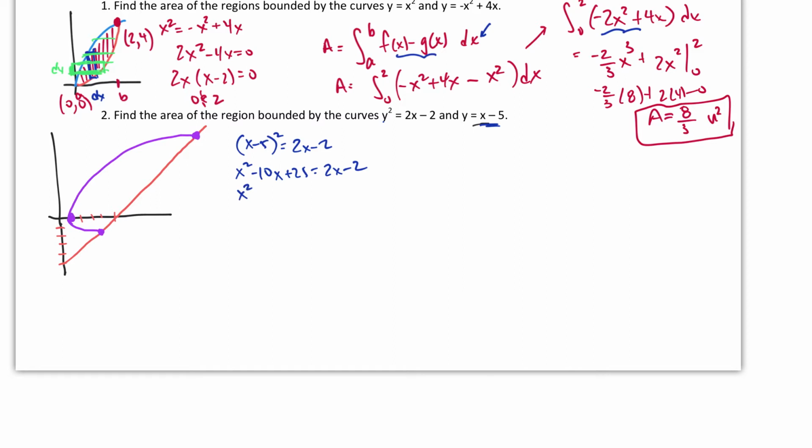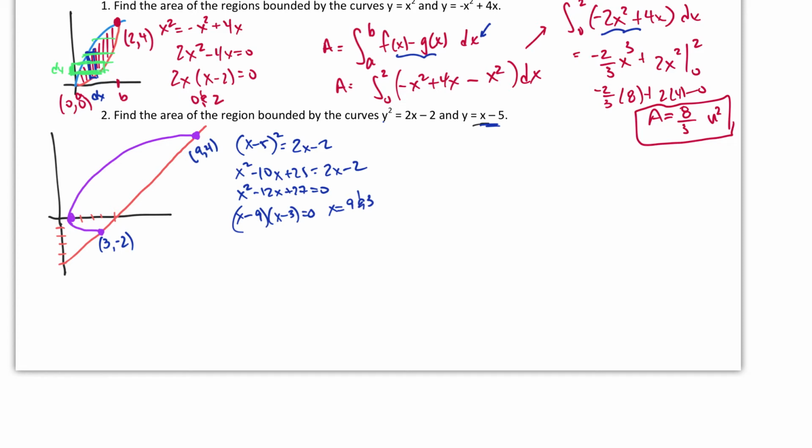So this is going to be x^2, and then over here I'm going to subtract the 2x: x^2 - 12x + 27 = 0. And this will factor into (x - 9)(x - 3) = 0. So x is going to be 9 and 3. And so then this point over here will end up being at (9, 4), and this point will end up being at (3, -2). Okay, now that we found the points of intersection, we can start setting up our integral.